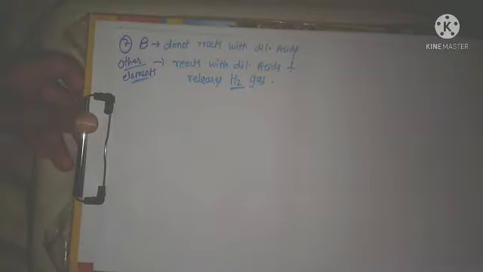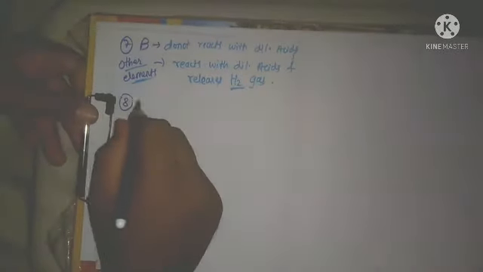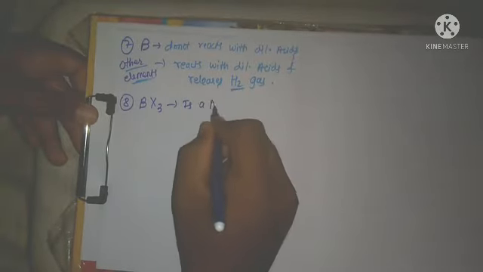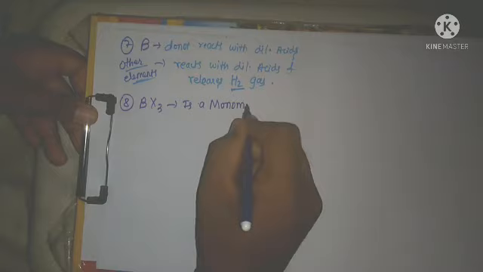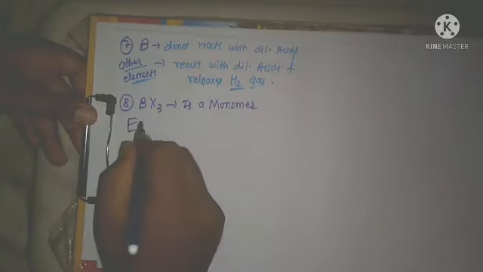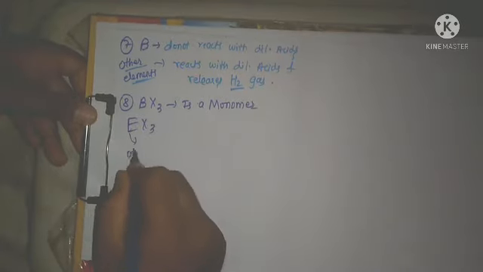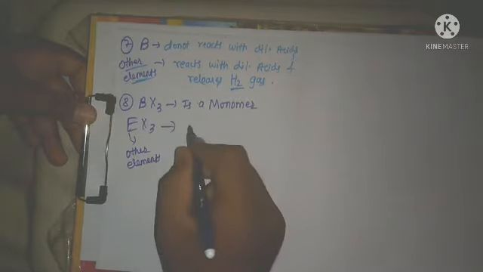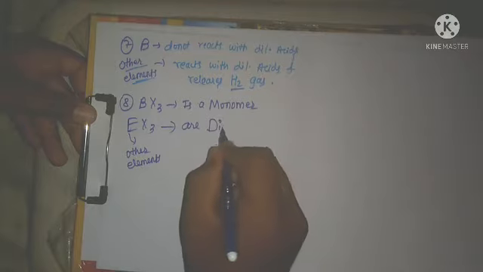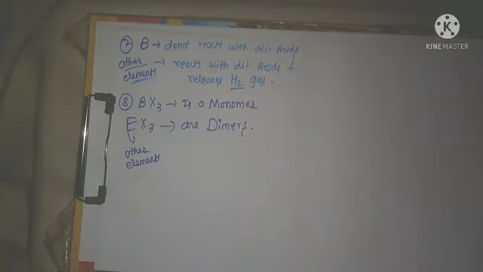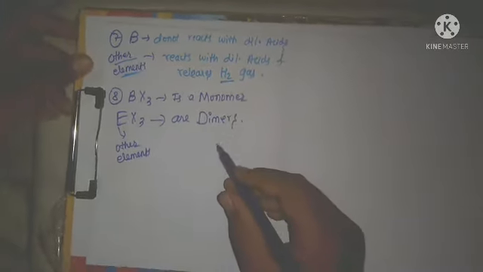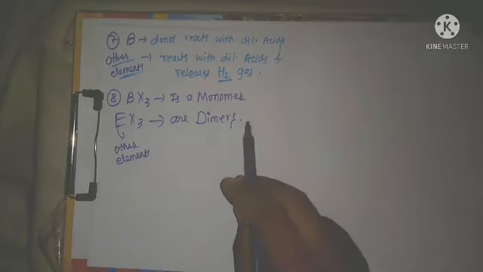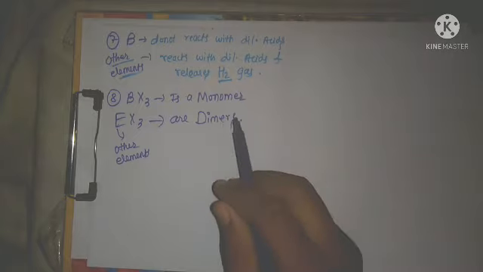Now the eighth one. BX3 is a monomer, whereas other elements' EX3, other elements in the same group, that is the 13th group, are dimers. It is also one of the anomalous properties of which element? Boron. Now this is about the anomalous properties of the boron in the 13th group elements.